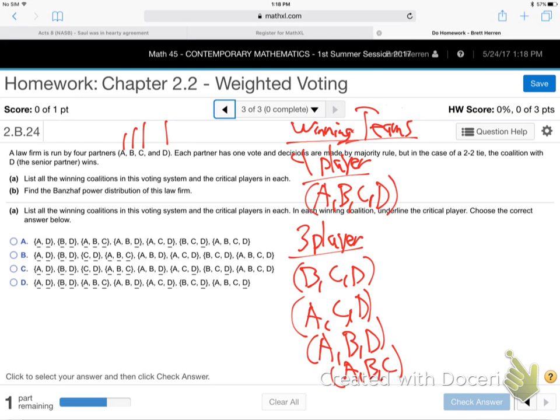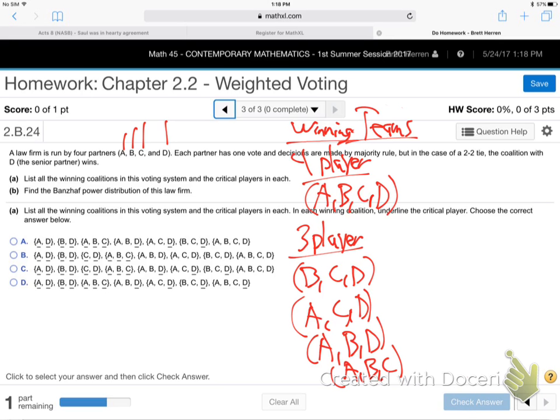So with three players, the only one that doesn't win would be ABC, right? Because they don't have D. These all win, because they're all majority. They're all three people wanting to do something. We only do the D thing in the case of a tie, the 2-2 tie. That's only the tiebreaker rule. Does that make sense? If three people all want to do a certain thing with the law firm, they do it, because they're a majority. That's the rule, majority. So all these are winning teams, aren't they?